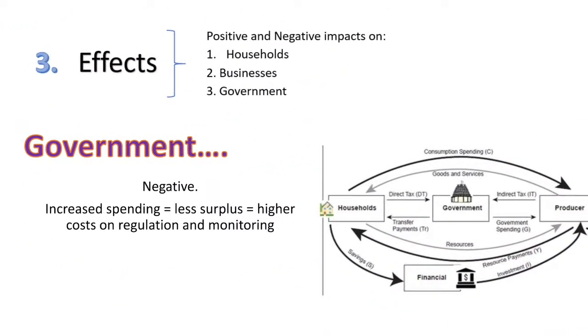But on the flip side, the negative impact is because they might be spending more on increasing health or education, etc., they'll have less, we call it a budget surplus. So they'll have less money in the bank, essentially, because they've spent it. And because they've spent it on all of these things upgrading society, which lead to an increased net social welfare, there is higher costs for monitoring all of those things and all the regulation and the policy, just all the work behind the scenes that it takes to get those things through.